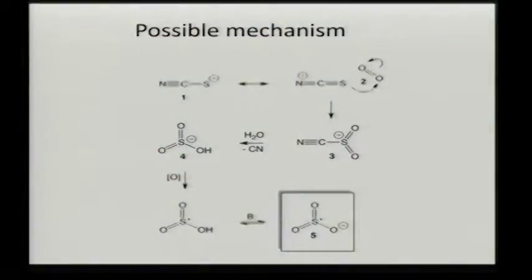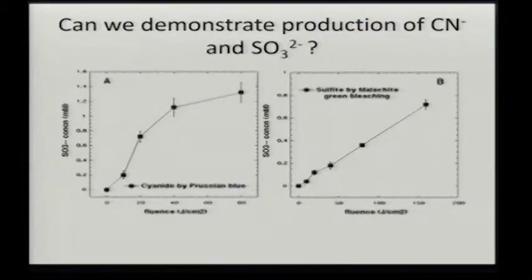So here's the mechanism. Here is thiocyanate reacting with singlet oxygen, kicks out cyanide, and gives you, this is sulfurous acid, actually. And then you can get the sulfur trioxide radical anion. So if this is true, you should be able to demonstrate the production of cyanide and sulfite. And you can do a Prussian blue assay for cyanide, light-dependent production of cyanide. You can measure sulfite by malachite green bleaching and a light-dependent production of sulfite.